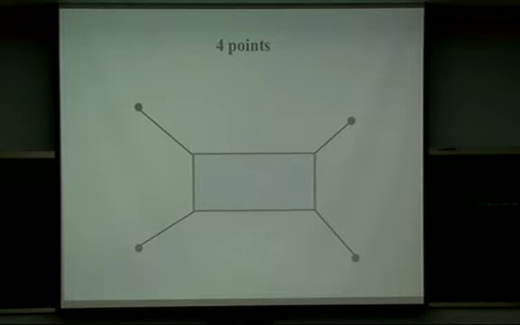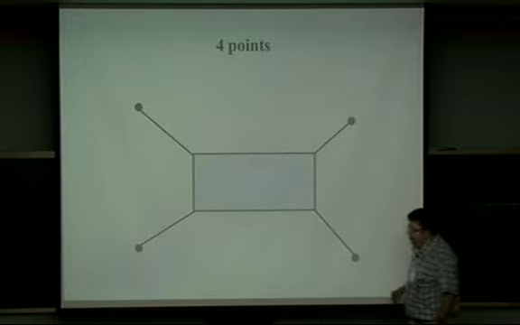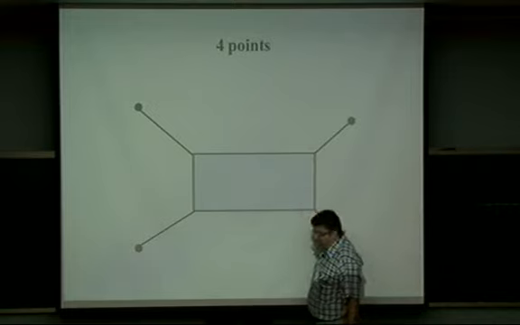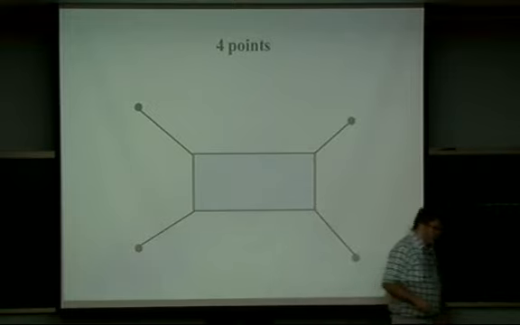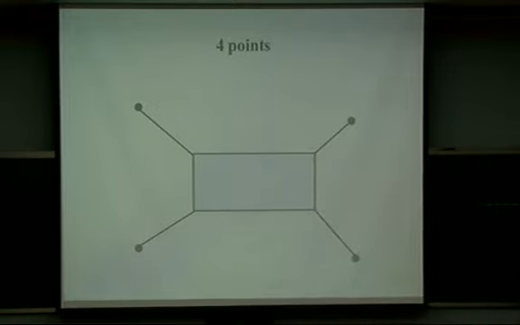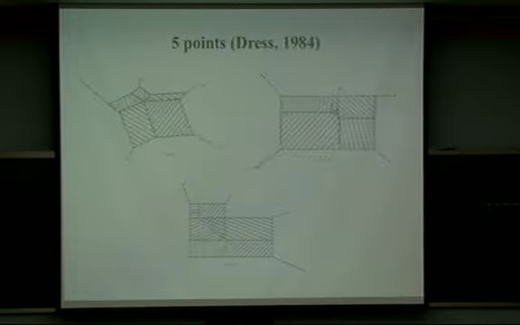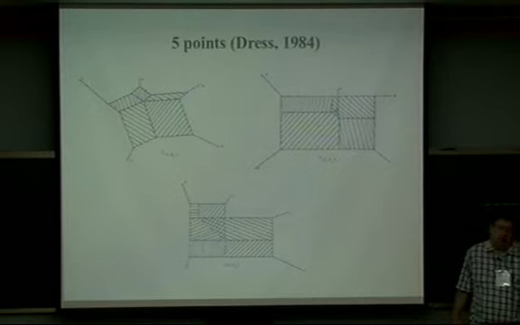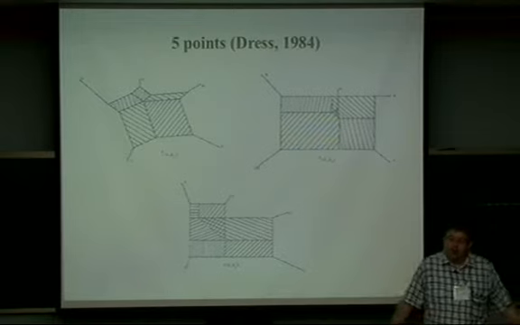You could also have this kind of thing. So these kinds of things. But the generic case is this. On 4 points you have only one tight span, and on 5 points you have 3. So now my question: on 6 points, how many do you have?